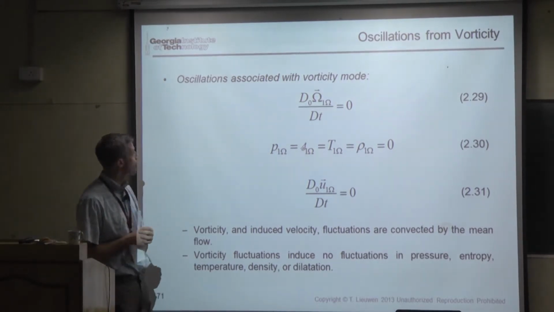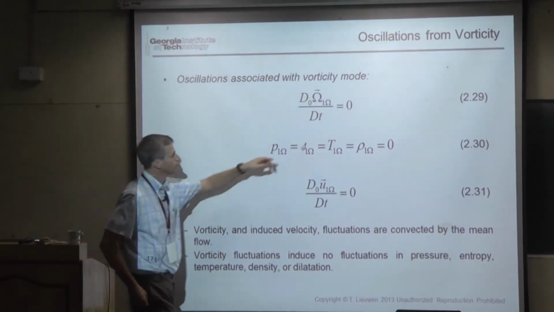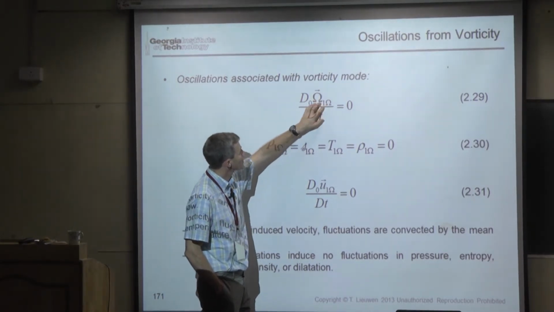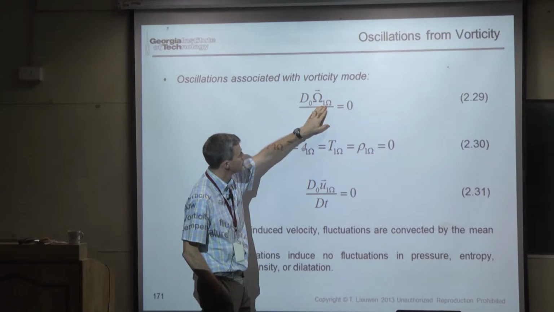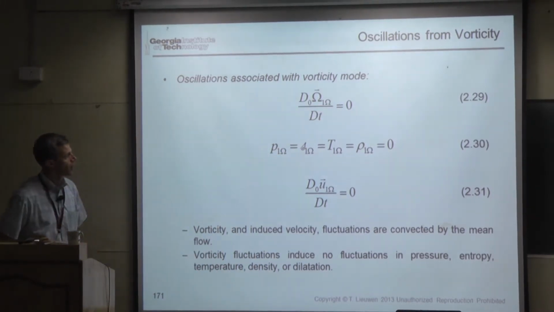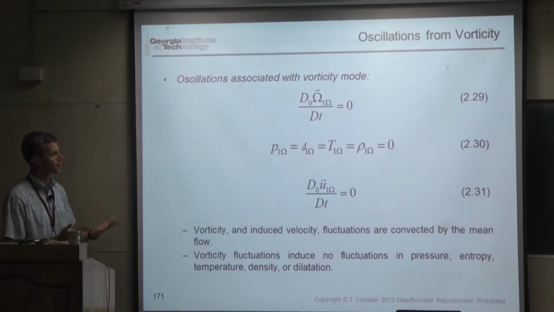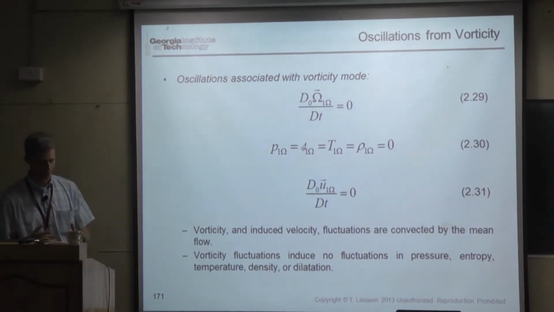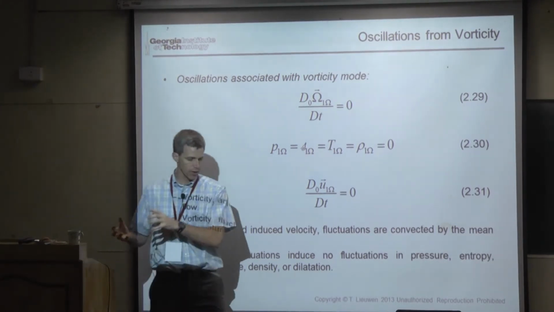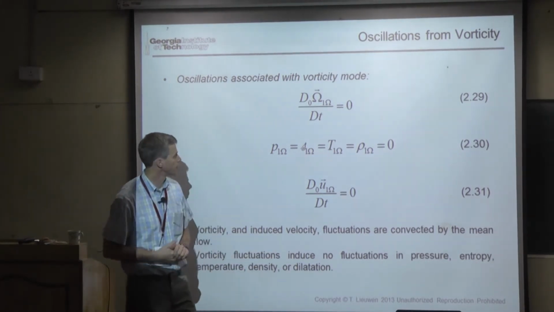Just to read this, omega 1 omega is the vorticity fluctuation induced by the vortical mode. What that says is that the substantial derivative of that is equal to 0. So that's no surprise. It just says that I have this vortical disturbance due to the vortical mode, and it's just moving with the flow with constant amplitude.